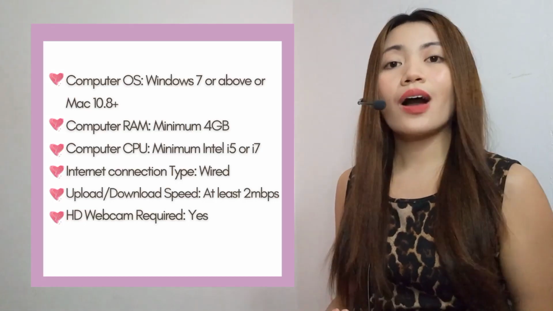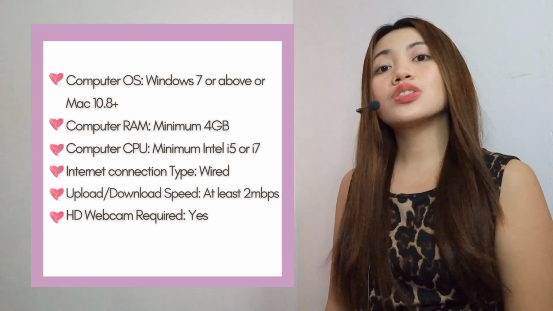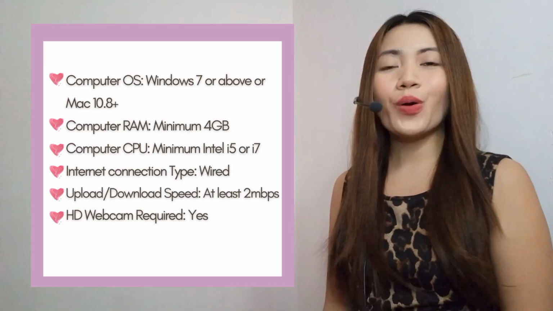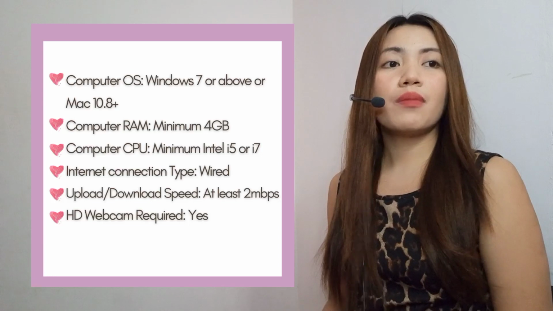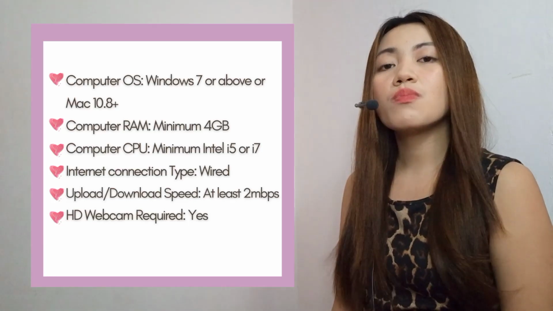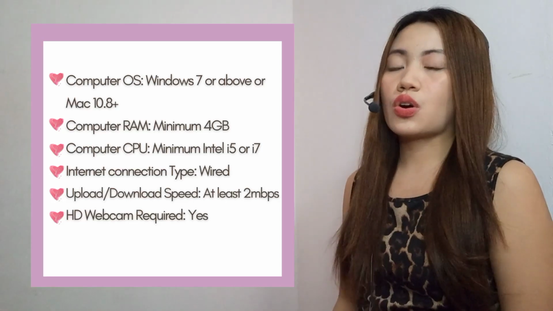Your internet connection type should be wired. Again, we don't allow wireless here in Bizmates. Your computer or your laptop needs to be plugged in using an Ethernet cable to the router or the modem. Next we have the upload and download speed. It should be at least 2 megabits per second on both when connected to the Tokyo server.